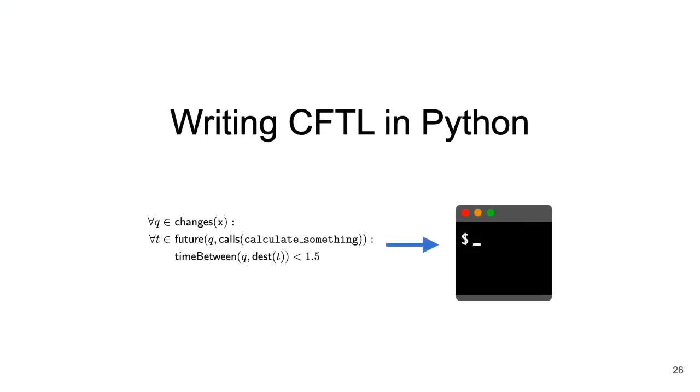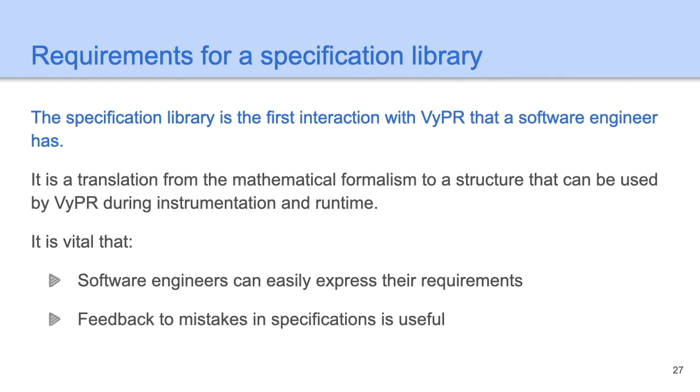We will now look at how to express CFTL specifications using Python code, with the intention of allowing software engineers to easily express their behavior requirements. The specification library that we provide is the first interaction with VyPR that a software engineer has. It's a translation from the mathematical formalism that is control flow temporal logic to a structure that can be used by VyPR during instrumentation and at runtime to check whether the specification given actually holds.